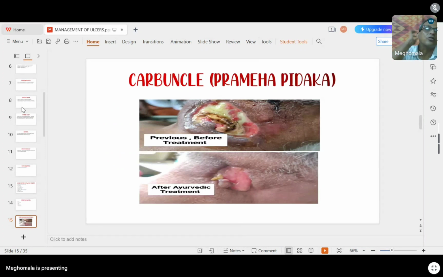Then I am showing you some pictures. Those who were in the last class on antibiotics, this picture was there. This is a carbuncle, which is a diabetic gangrene, Prameho pidaka, and it is always mixed with different sorts of infections, gangrenous changes, swelling, induration, pus formation, everything. And after treatment it is moving towards healing, as you are seeing.